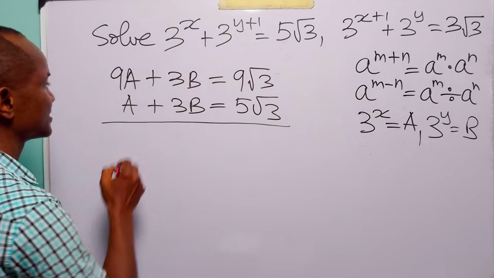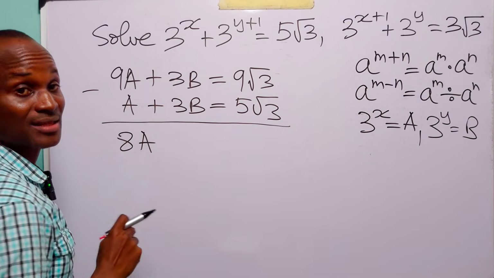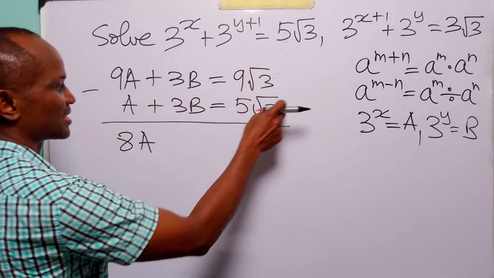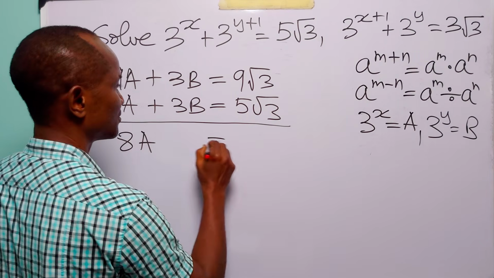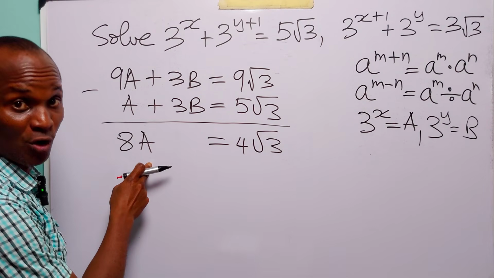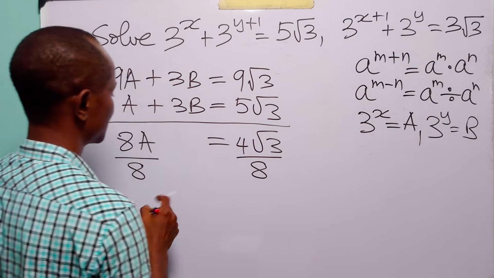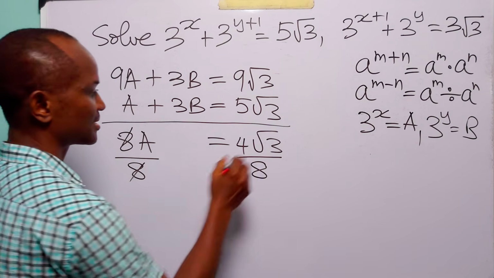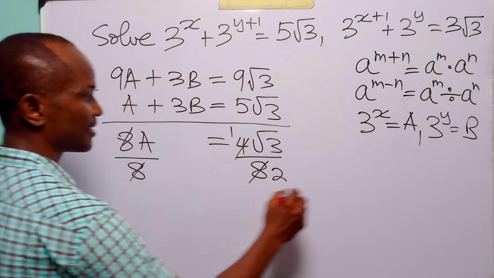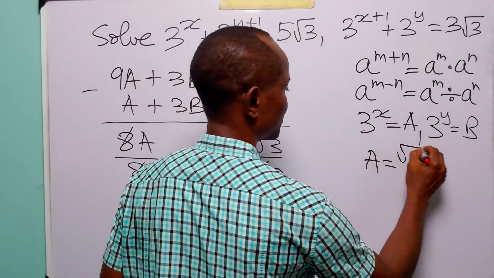9a minus a is equal to 8a. 3b minus 3b is equal to 0. And 9 root 3 minus 5 root 3 is equal to 4 root 3. And of course, you know that to find the value of a, we have to divide both sides of this equation by 8. 4 into itself is 1 and into 8 is 2. So we have that a is equal to root 3 over 2.